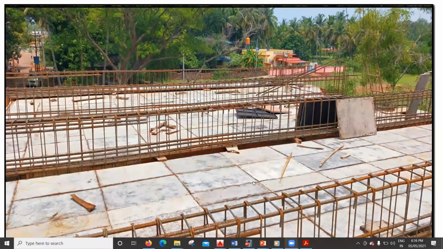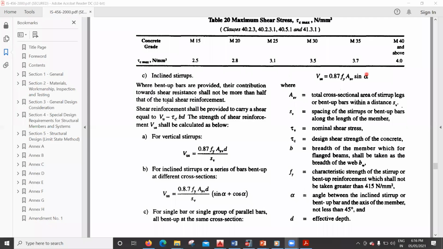I'll show you the clause where it is written in the code book. It's written in the code book if you refer to Indian Standard 456. When bent-up bars are provided, their contribution towards the shear resistance shall not be more than half that of the total shear reinforcement. As I mentioned, if 100 kilonewton is the shear force to be taken, whose contribution is this? Bent-up bar. So that is the reason our bent-up bar can take only 50% of the shear force, and the remaining 50% of the shear force should be taken by the vertical stirrups. Okay, that's the practical importance of all those things.